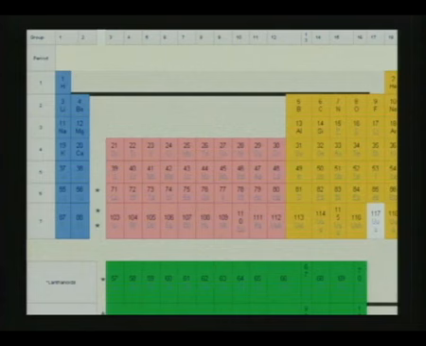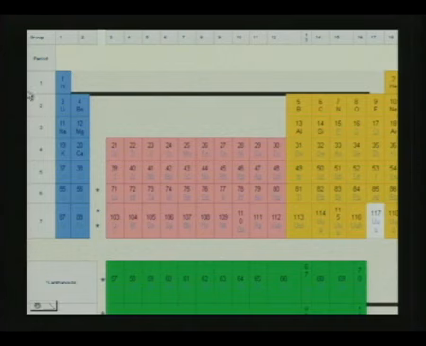Now this is the long form of the periodic table. The horizontal rows are the periods and the vertical columns are the groups. This is the latest model of the periodic table, where you can see 1, 2, 3, 4, 5, 6, 7 periods, and 1, 2 up to 18 columns. These are the groups.